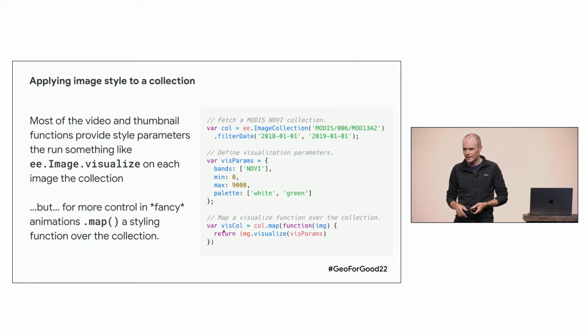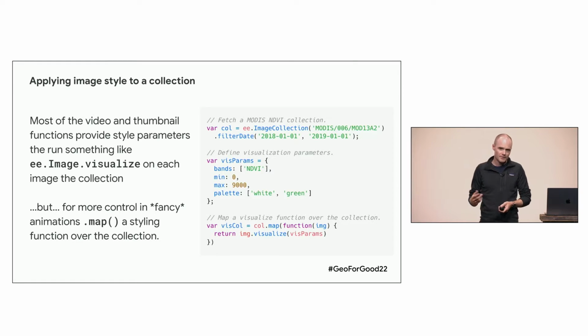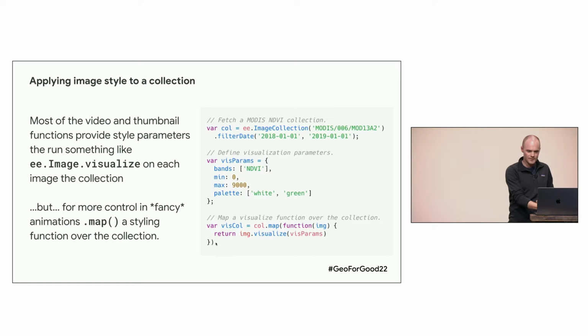If you're using UI.thumbnail, you don't have to map visualize over your collection. But you get a lot more control over adding different layers to each other if you map your function, because you can add extra things inside of it. So it's a good habit, I think, to get into, to just run this despite there being helpers that you don't have to use to do this.